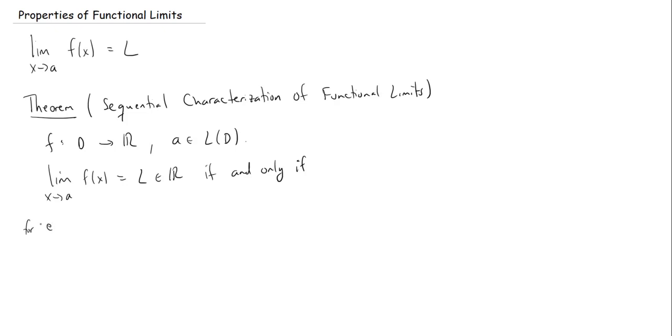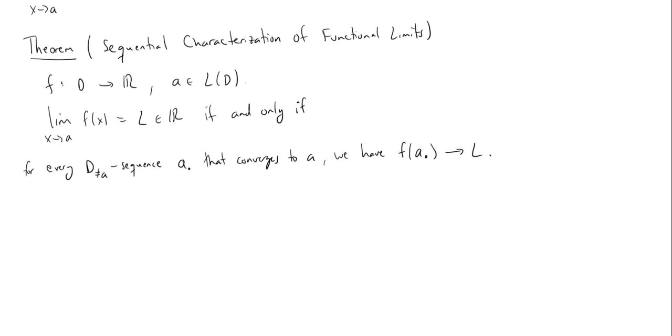for every D sequence, but throw out A. Remember, these are sequences where the terms lie in D but are not equal to A. So for every D sequence a-dot that converges to A, when I apply f to that sequence a-dot, this should converge to L. That is the sequential characterization of functional limits. Well, let's do a proof of that.